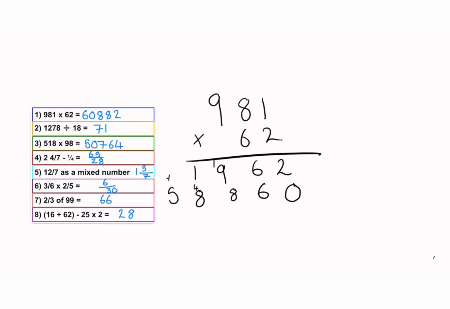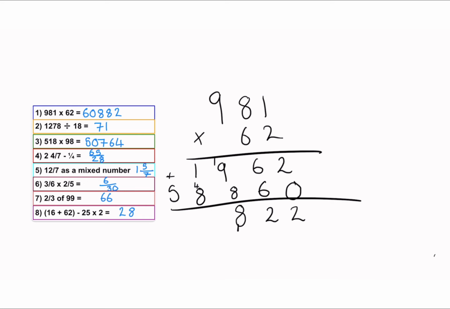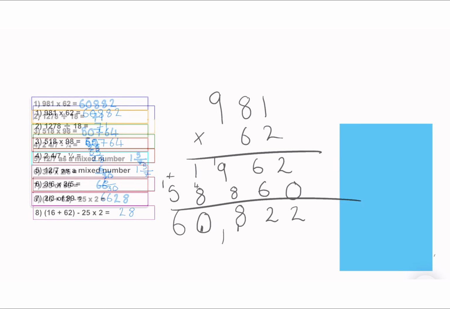Now we're going to add these together. 2 plus 0 is 2. 6 plus 6 is 12, so we'll put our 2 there, carry our 10 over. 8 plus 1 is 9, plus another 9 is 18. So we'll put our 8 there, carry our 1 over. 8 plus 1 is 9, plus another 1 is 10. 0, carry our 10 over. 5 plus 1 is 6. So our answer is 60,822.